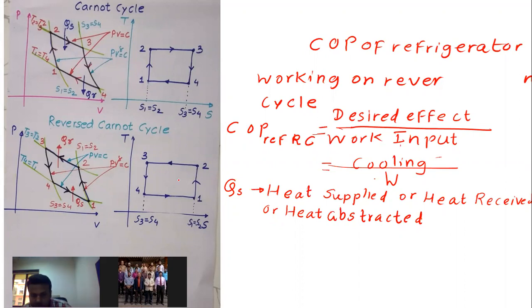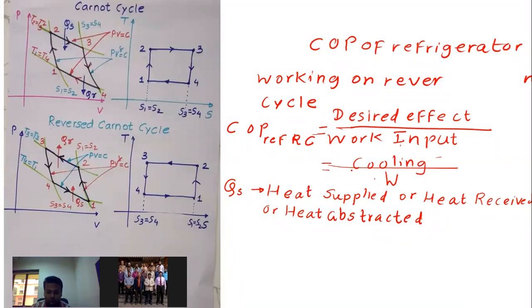If you want, I'll write down one more formula for COP. QS is related with the cooling, so this cooling will be nothing but in terms of QS. I will replace cooling by QS. Now what is W? I want the value of W.